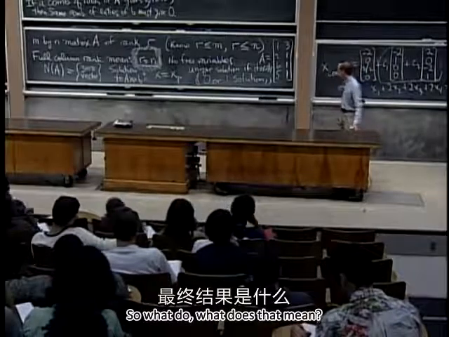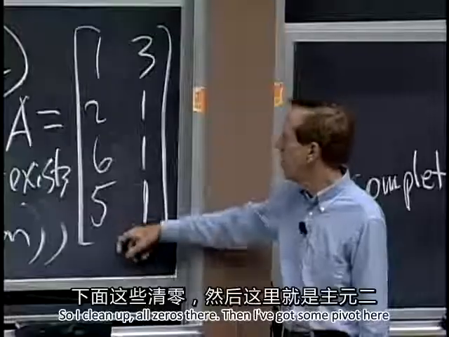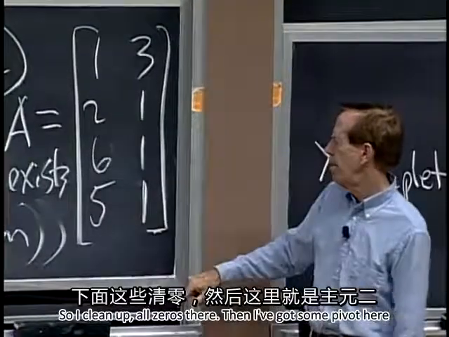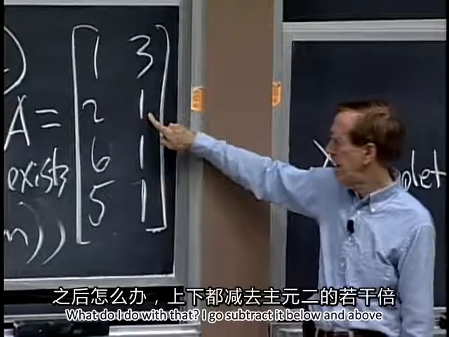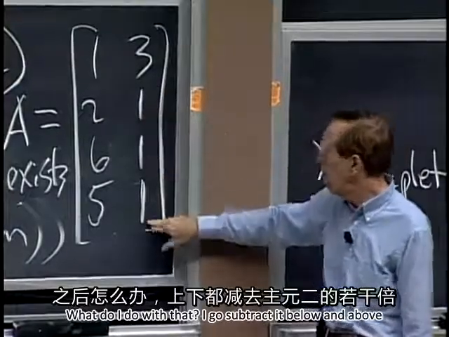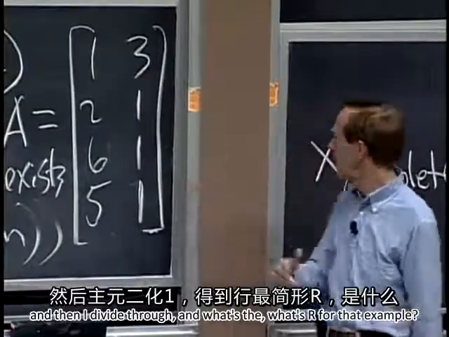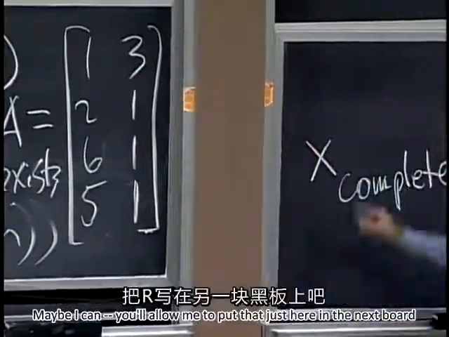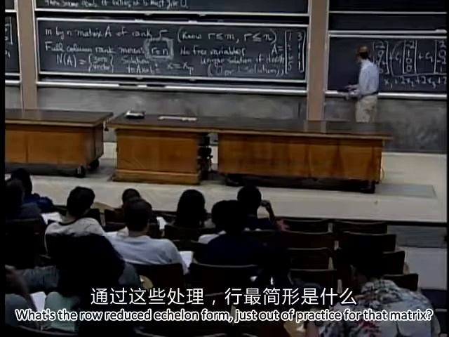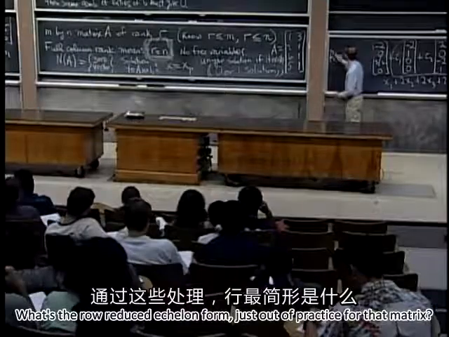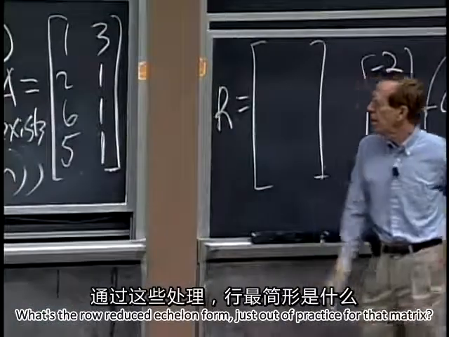So what does that mean? I subtract a multiple of this row from these rows. So I clean up all zeros there. Then I've got some pivot here. What do I do with that? I go subtract it below and above, and then I divide through. And what's R for that example? Maybe you'll allow me to put that just here in the next board. What's the row-reduced echelon form, just out of practice, for that matrix?